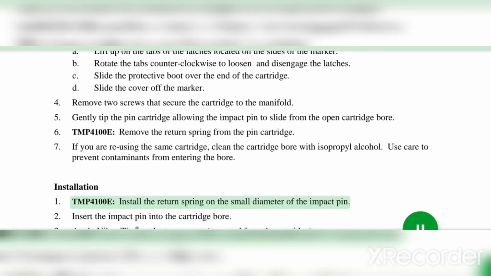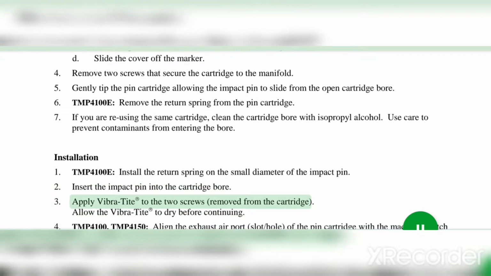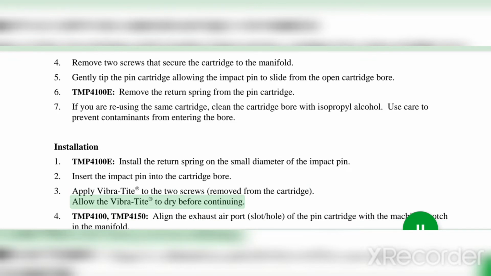Installation. 1. TMP 4100E. Install the return spring on the small diameter of the impact pin. 2. Insert the impact pin into the cartridge bore. 3. Apply Vibratite to the 2 screws removed from the cartridge. Allow the Vibratite to dry before continuing.